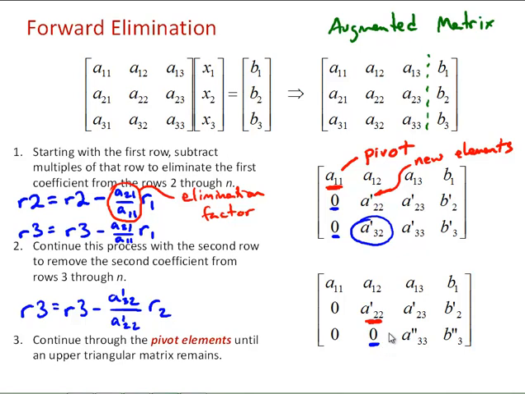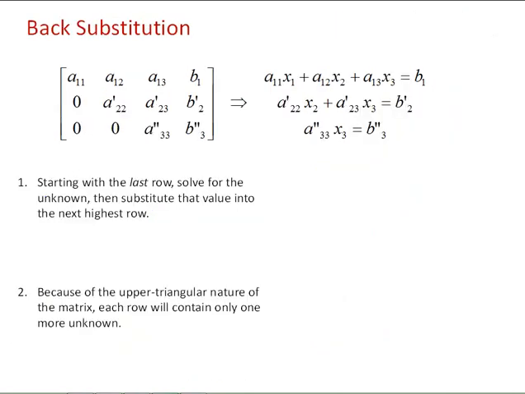And we'll continue down. In this case, it was just 2 steps to get those 3 zeros in a 3 by 3 system, but for an n by n system, we'll continue through the pivot elements down the diagonal until we get an upper triangular matrix, which is what remains. Once we have that upper triangular matrix, we can then solve the system with back substitution.